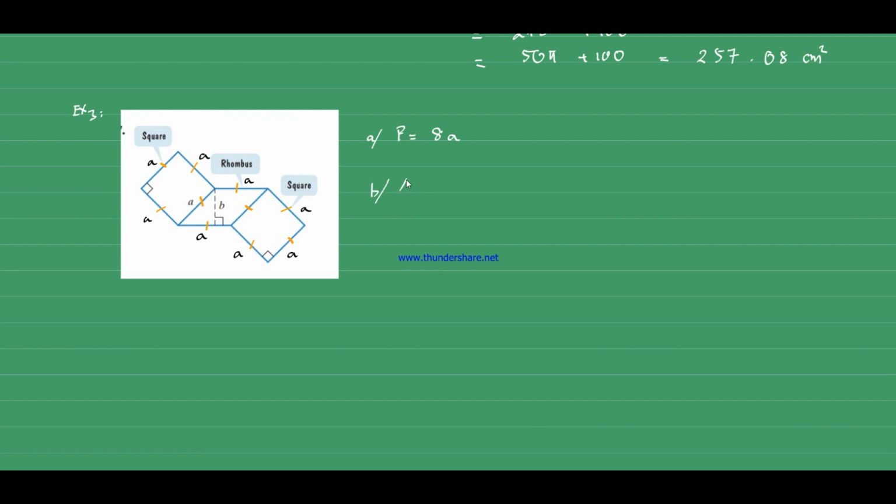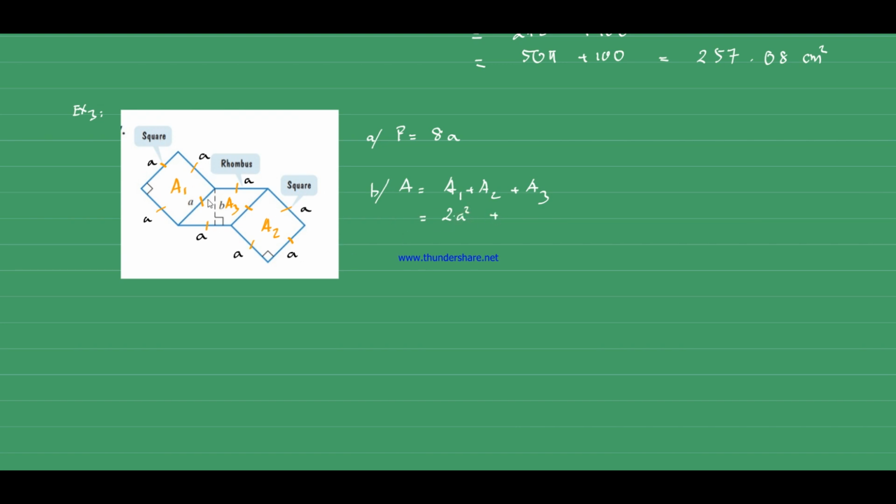And for the area we need 2 squares. So the area is actually A1 plus A2 plus A3, and 2 squares over here the same side. So actually you just need to multiply the area of one side by 2. So area of the square is A squared.